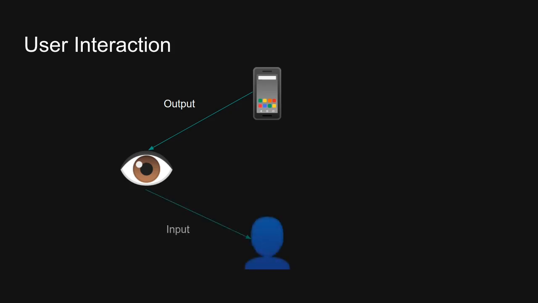Now let's understand the user interaction of the app. For example, let's assume that you have a movie app which is currently showing trending movies on the screen, and your eyes are observing the output from the screen. The information that your eyes observe is coming into your mind, and your brain is analyzing the input and understanding the screen.